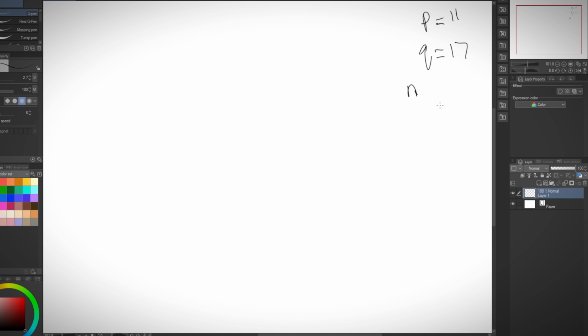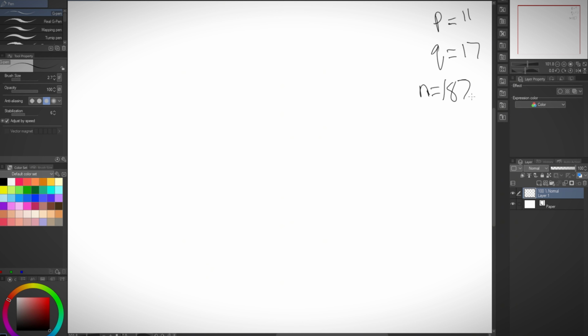So in order to calculate N, it is actually just a multiple of P and Q. I wrote that backwards, but you get the point. So N is the multiple of 11 times 17, which means that N is 187. Boom. Let's move that over. Boom, 187. So now we have our N.